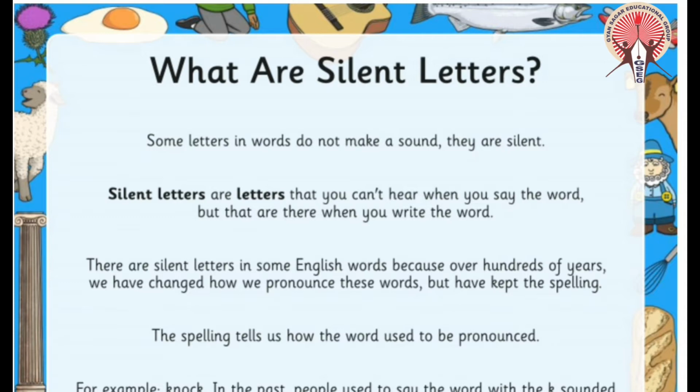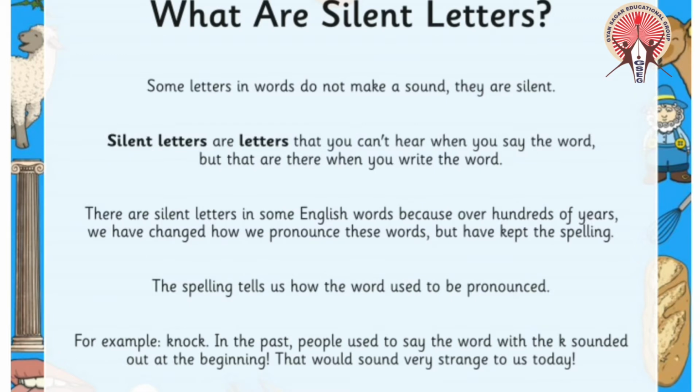K-N-I-F-E, but we say it from the N sound, which is knife. So K in this word is silent. So silent letters are letters that you can't hear when you say the word, but that are there when you write the word. Okay, when you say the word, you do not hear it, but when you write it, it is there.